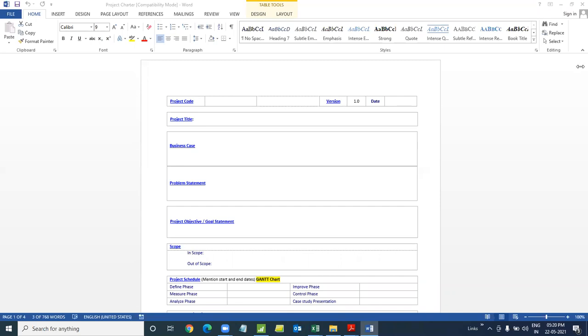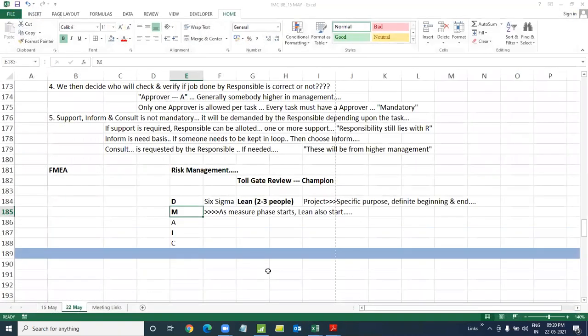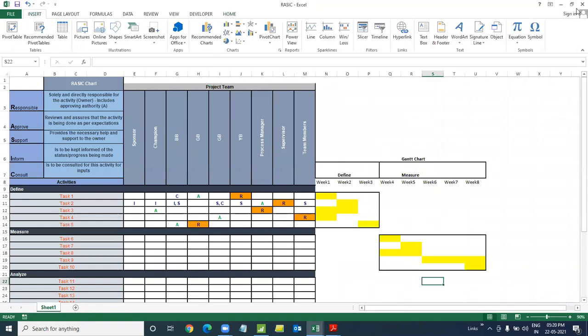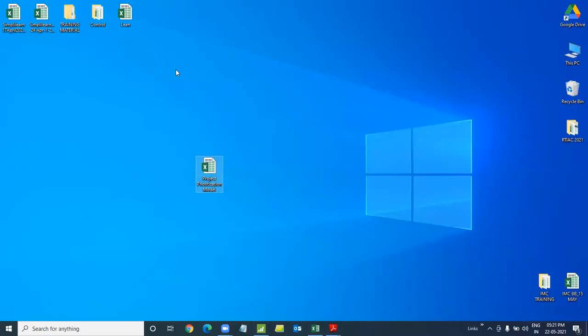Now moving on with the lean part of it. Lean, as I said, won't be a bigger, broader topic for us to cover. But yes, we will quickly move on to lean aspects. I'll place all these, whatever the project prioritization template, anyway. Quickly have a look at the lean part of it, and we'll move ahead.